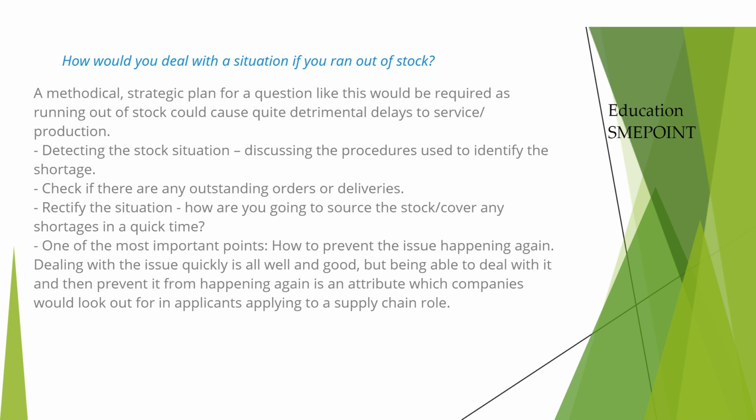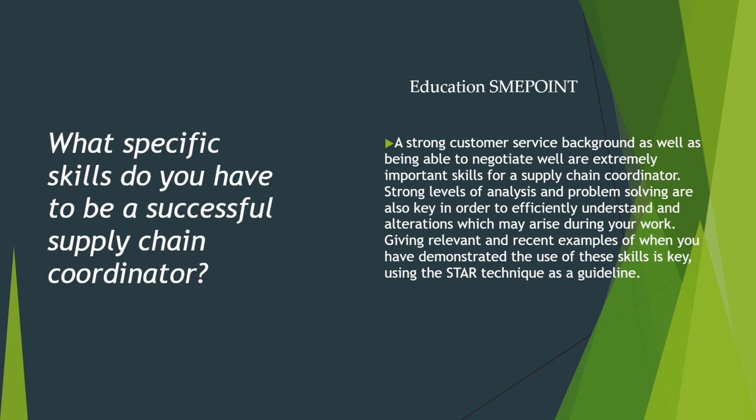Rectify the situation. How are you going to source the stock or cover any shortages in a quick time? One of the most important points: how to prevent the issue happening again. Dealing with the issue quickly is all well and good, but being able to deal with it and then prevent it from happening again is an attribute which companies would look out for in applicants applying to a supply chain role.